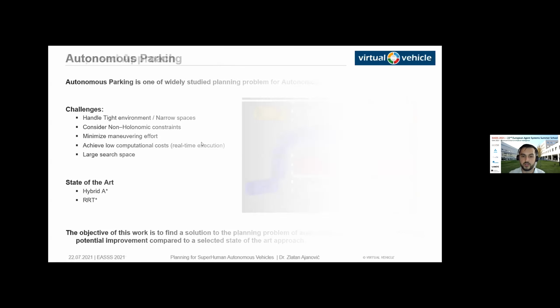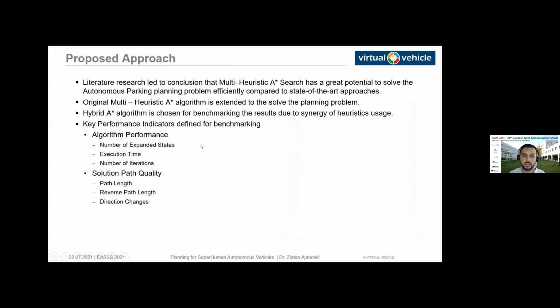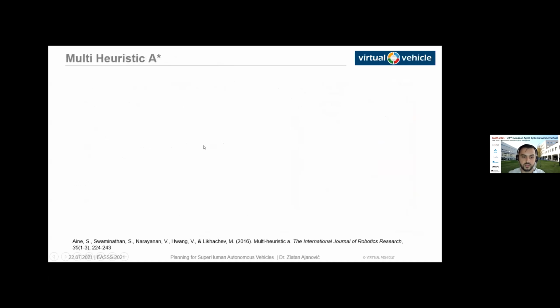So the approach here is again based on search, and it's based on the multi-heuristic A-star search, which is a bit of a different variant of A-star search. The one which I showed you before was single heuristic, so we can use a single heuristic function.